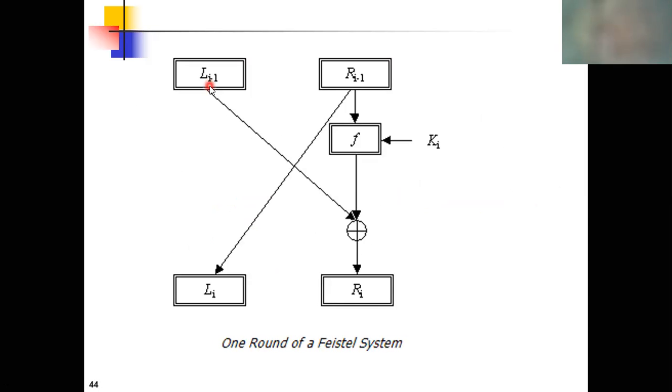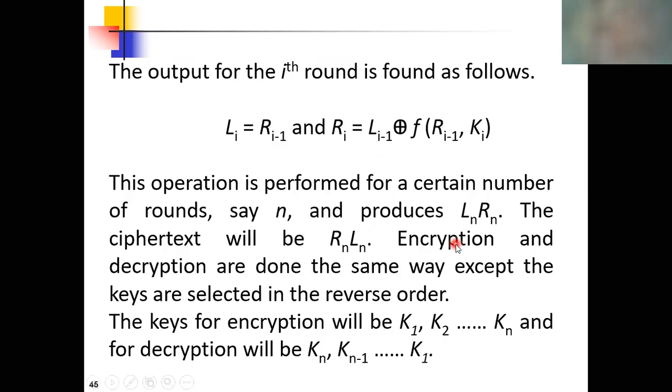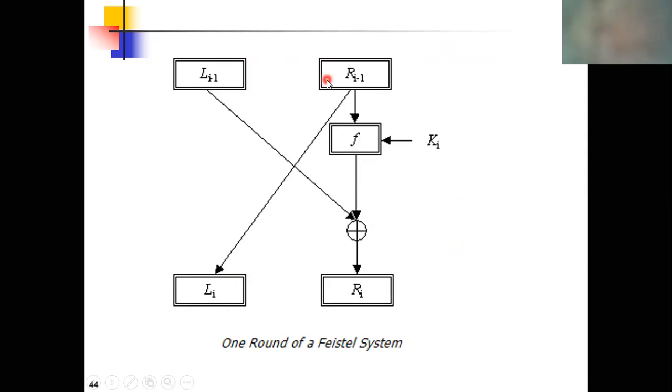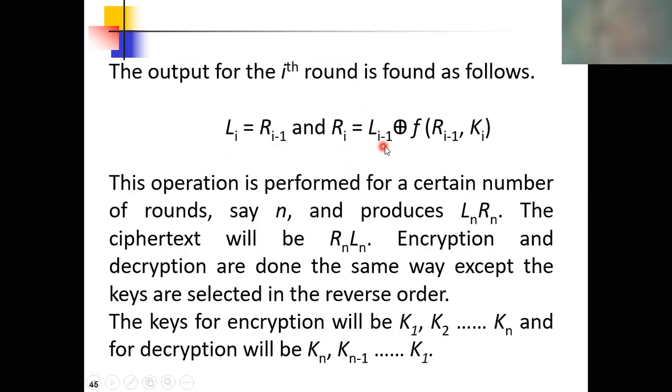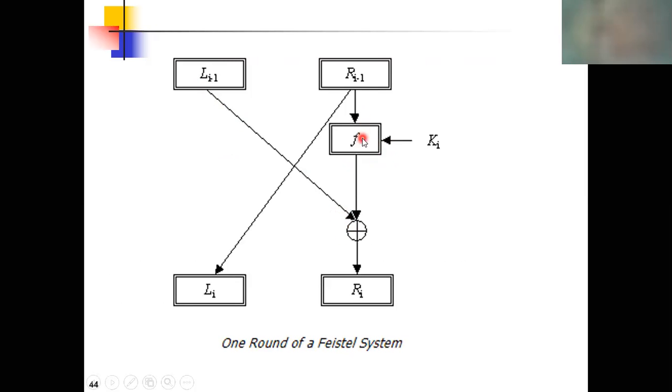I call it the Feistel algorithm, which takes Li Ri and passes Ri through F, that is F of Ri minus 1 comma Ki, and XORs it with Li to get Ri once again. Then we replace Ri with Li, basically shifting in each round. The output for the ith round is found as follows. Li is equal to Ri minus 1, and Ri is equal to Li minus 1 XOR F of Ri minus 1 comma Ki.